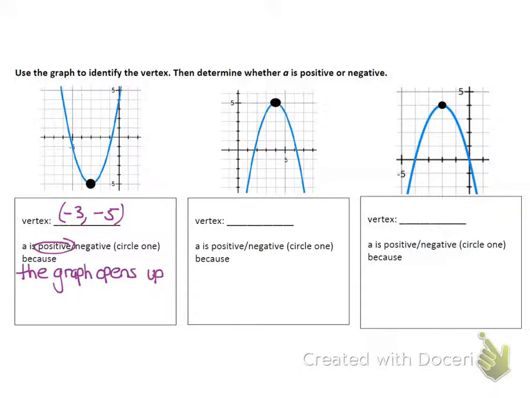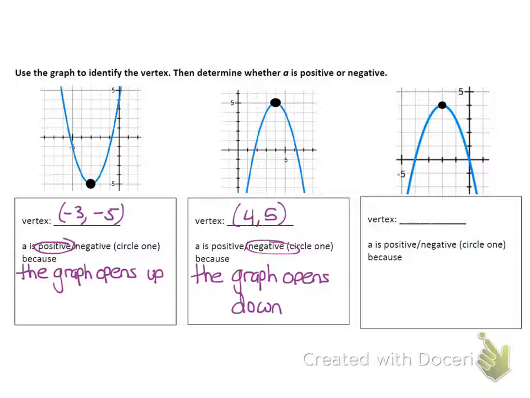The next example here, the example in the middle. Our vertex is located right over here. That ordered pair is 4, 5. This time the graph opens down, so A is negative because the graph opens down or makes a frowny face.